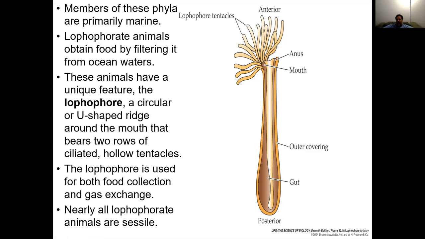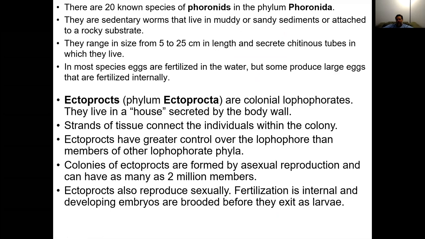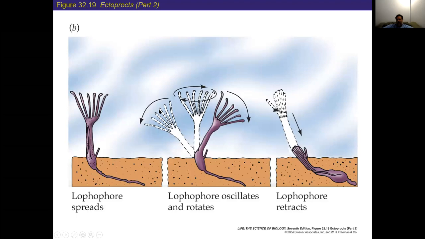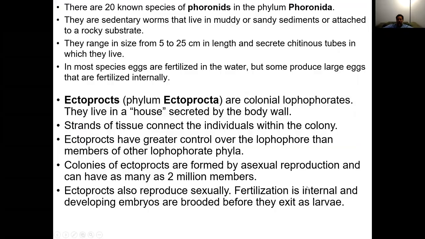Another group is the phoronids. There's 20 known species of phoronids. And again, this is a type of lophophorate that is sedentary, that lives in the mud or sandy sediment. So this is actually a picture of them. You can see it actually comes out, flops around, spins around, collecting food or whatever, and then they can go back into the soil and come back out. Again, this is found in a marine habitat, so the ocean floors.